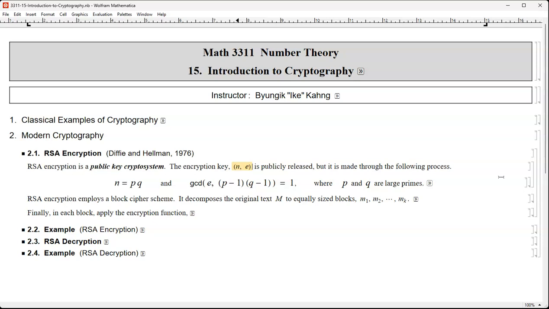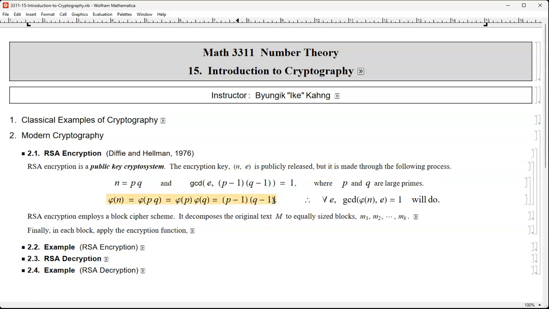By the way, P minus 1 times Q minus 1 is none other than phi of n, and then this condition, E and P minus 1 times Q minus 1 are relatively prime. That means phi of n and E are relatively prime.